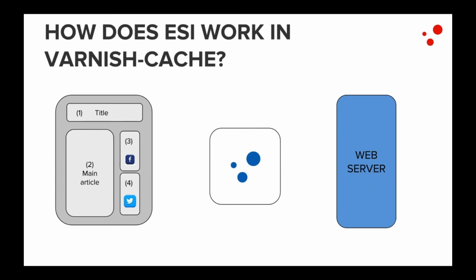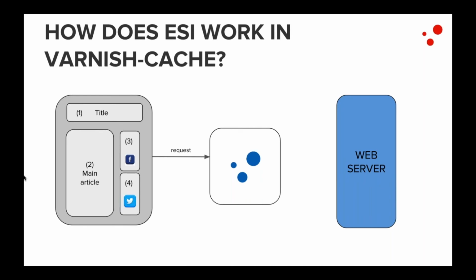Now, both Varnish Cache and Varnish Plus do support ESI, but there is a difference in how they actually handle backend fetches. When it comes to Varnish Cache, in this simple example, we have on the left the web page we want to render, and this web page has 4 different ESI includes. So the client sends a request to Varnish Cache.